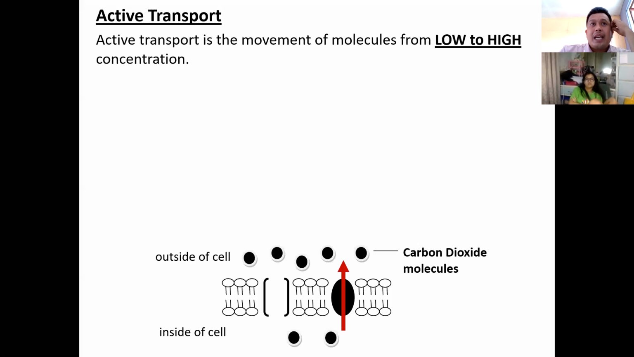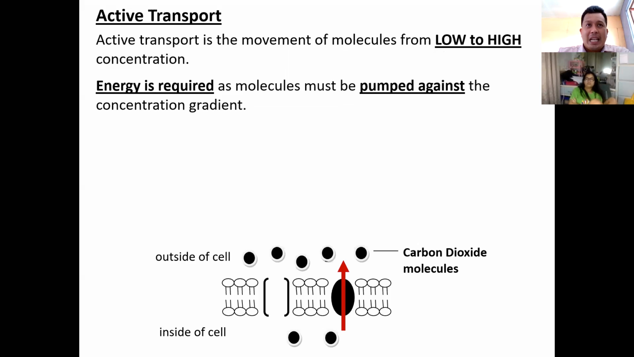But for active transport, it is now considering the reverse of the concentration gradient. It is the movement of molecules from low concentration to high concentration. Thus, it needs energy. Energy is required such that these molecules will be pumped against the concentration gradient. Natural law says that molecules move from high to low. But since active transport goes against natural law, it needs energy, which is from ATP. Where will we get ATP again? From the food we eat, in particular carbohydrates or glucose.